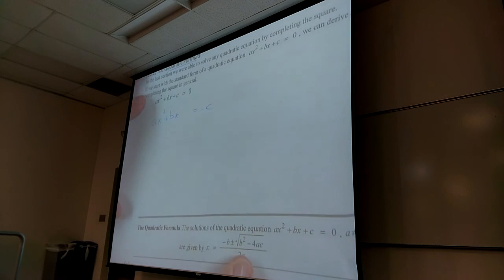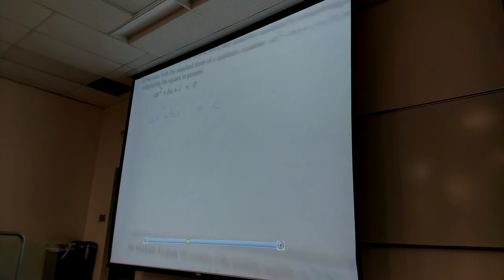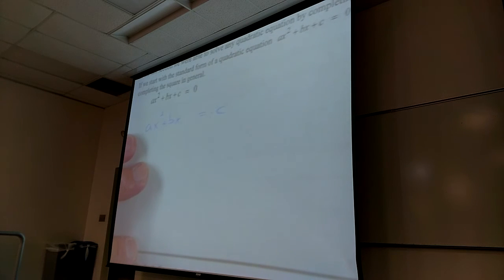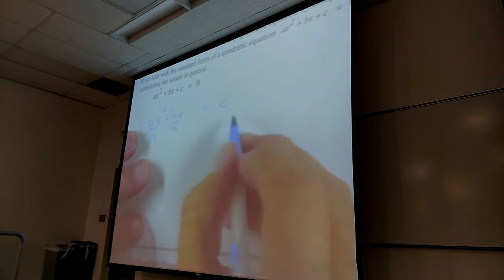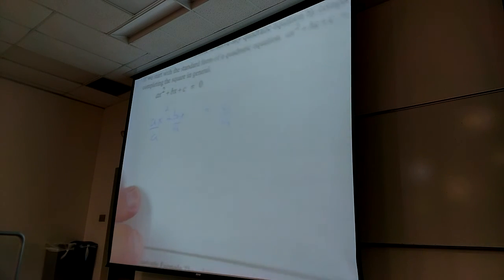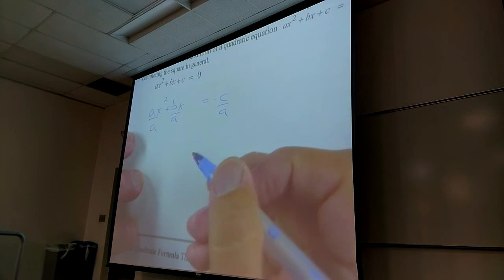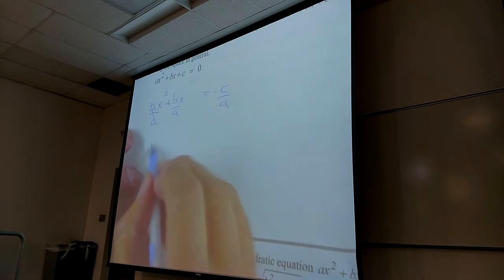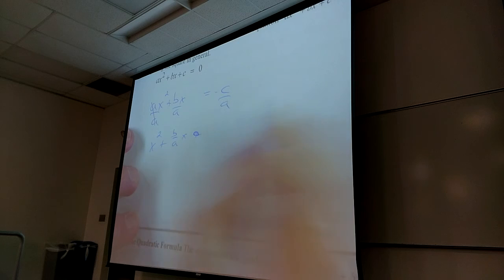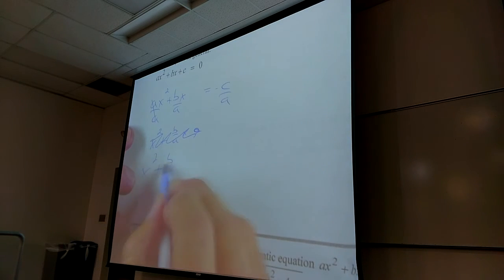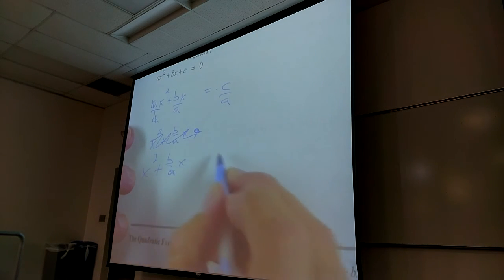And what else is not where it should be before I can start completing the square? There's an A, and there's supposed to be a 1. So I want to make A become 1. I divide everything by A. So x squared plus b over a x equals, Jeff, you lost your space. x squared plus b over a x. I love it.